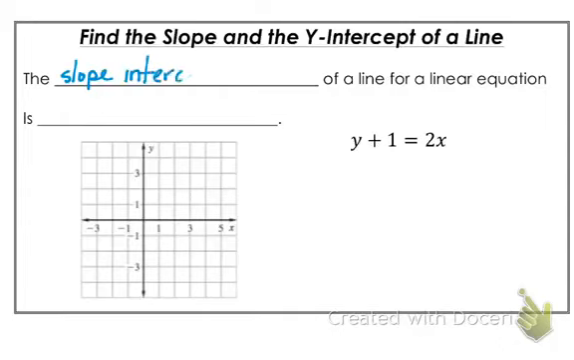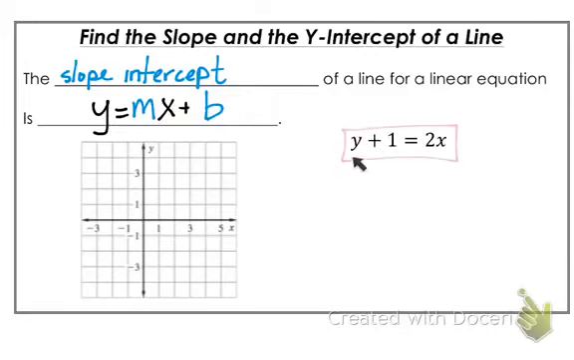The slope-intercept form of a line for a linear equation is y equals mx plus b. So for the equation on the right, we ask ourselves, is this in slope-intercept form? We have y plus 1 equals 2x, but we need y set equal to the rest of the equation. There's a plus 1 on the left side with the y, so we subtract 1 from both sides, which zeroes out the 1's. We're left with y equals, and since 2x and negative 1 can't be combined because they're not like terms, 2x minus 1.